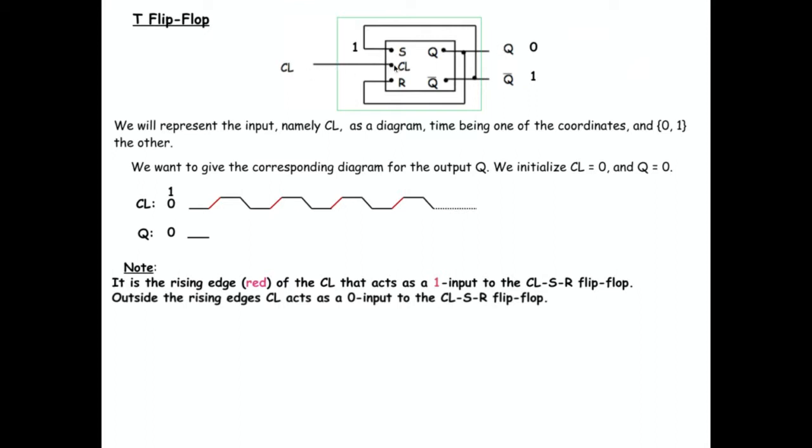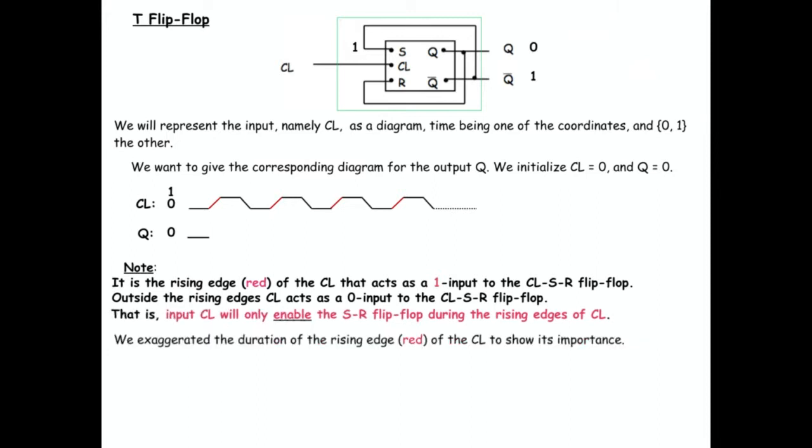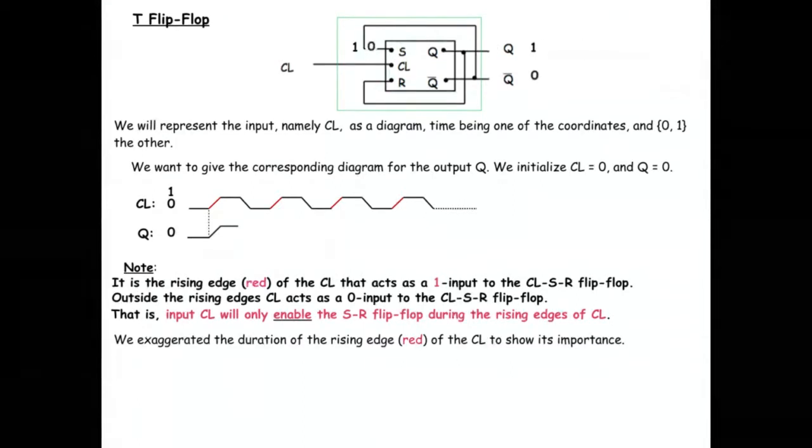But when clock is 1, let's say we started from 0, Q prime was 1, so S is 1, and that means that Q will be set, right? Q will become 1, and Q prime will become 0. And Q becomes 1, and Q prime becomes 0.